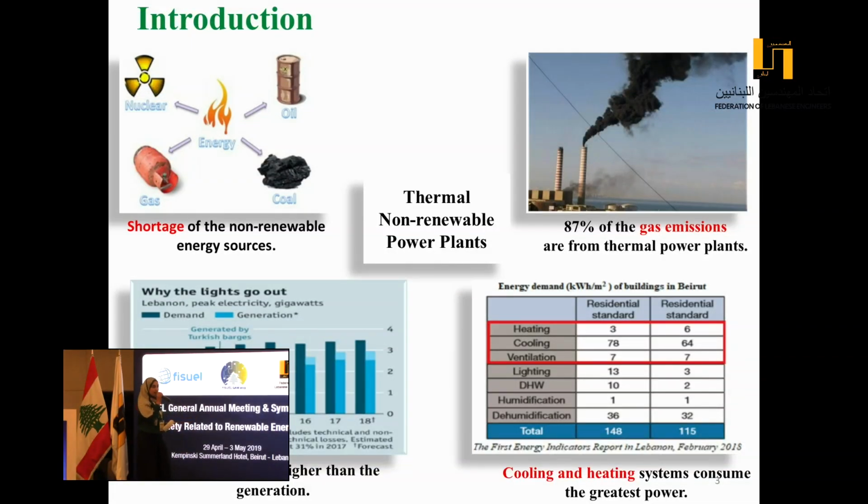First of all, the idea of my project starts from our lifestyle and our suffering in the energy sector in Lebanon. The first reason is the shortage of non-renewable energy sources. 87% of gas emissions are from thermal power plants, as the global climate analysis records. The power demand is higher than the generation, as the EDL report says, and the deficiency is about 1,450 megawatts. The cooling and heating systems account for about 55 to 70% of the total electrical demand.